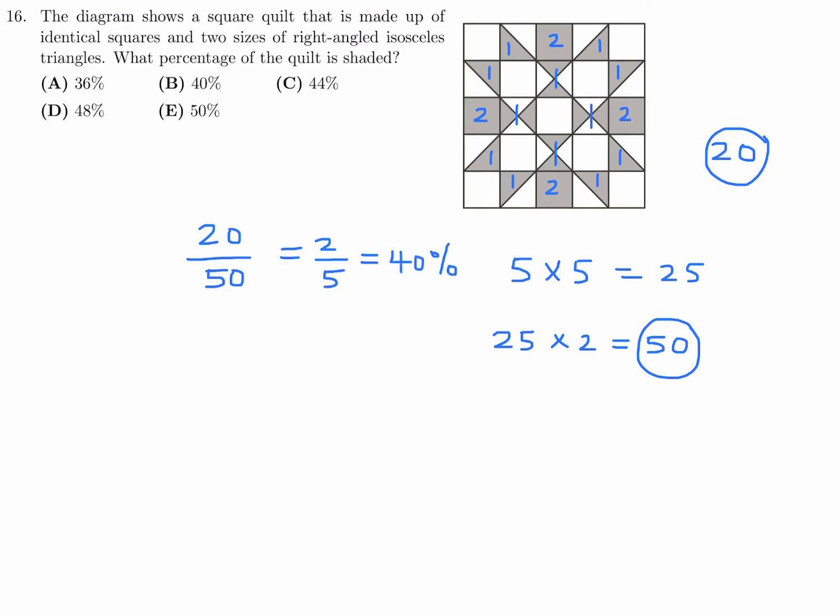So now all I have to do is add them up. 1, 2, 3, 4, 5, 6, 7, 8, 9, 10, 11, 12, 13, 14, 15, 16, 17, 18, 19, 20. So when I add it all up, all those guys is 20. 20 units out of a total of 50 units. So 20 over 50 is my fraction percentage. And that's 2 over 5, and 2 over 5 as a percentage is 40%. So number 16, the answer is B.